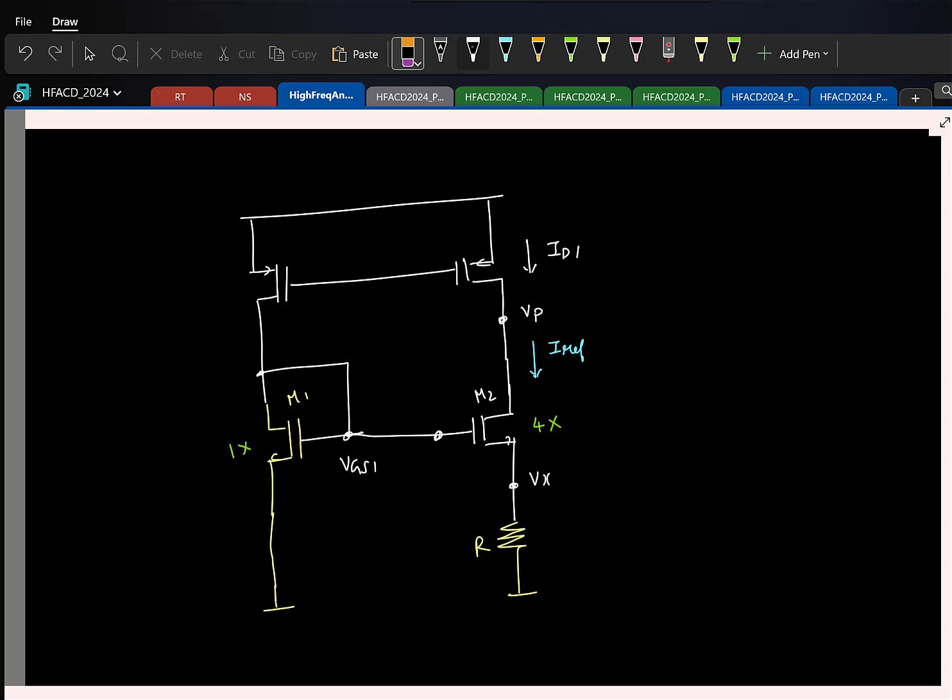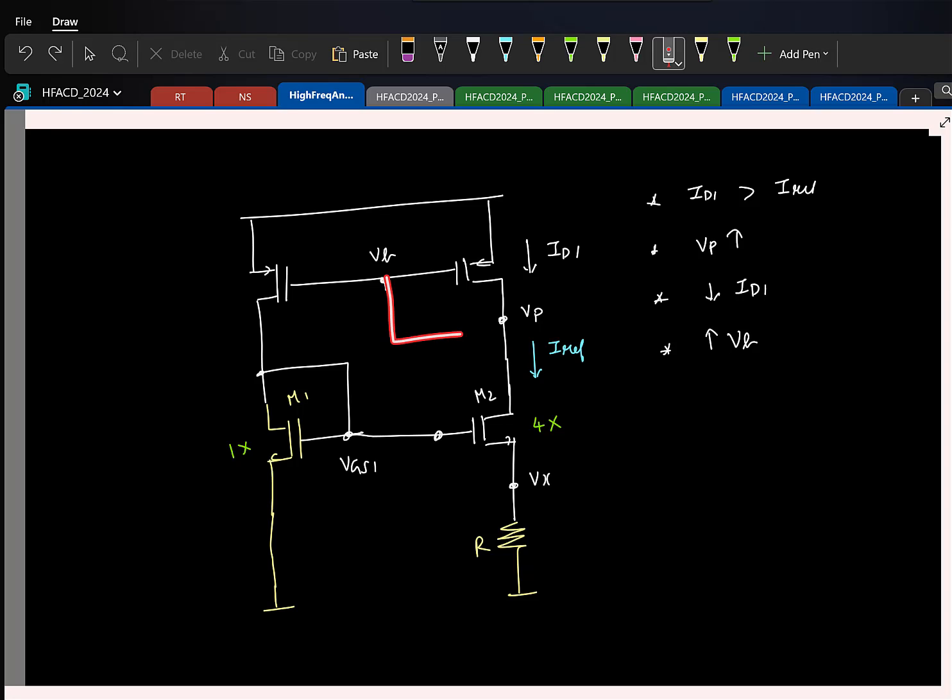Remember, let's go back to the argument. This is VB, this is VP. We saw if, let us say, ID1 is greater than IREF, VP increases. Now to correct for this imbalance, I have to reduce ID1, which means I have to increase VB. So that is why we directly connected it like this. But this will make sure that the two currents are equal, yes, but it doesn't guarantee that these two voltages are equal, right?